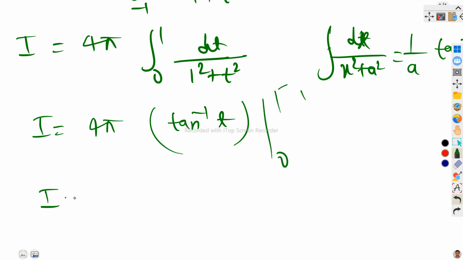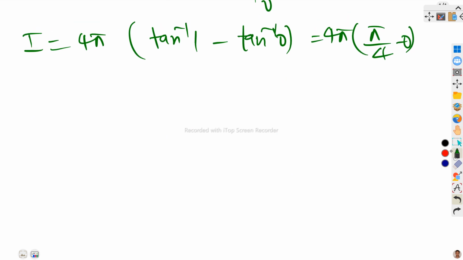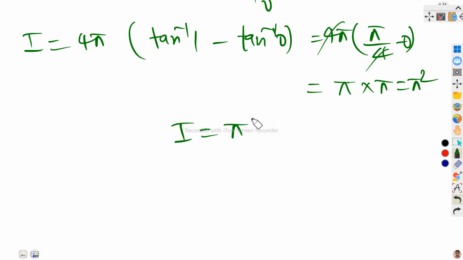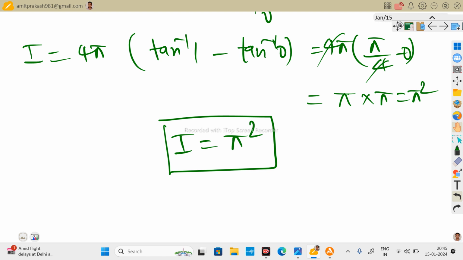Putting in the limits, I equals 4 pi times (tan inverse 1 minus tan inverse 0), which is 4 pi times (pi by 4 minus 0). The 4 gets cancelled, and this becomes pi into pi, which is pi square. So our value of the integral is pi square. This is the answer of the given problem. Thus we have solved our given problem.